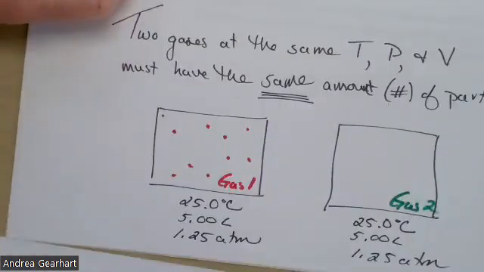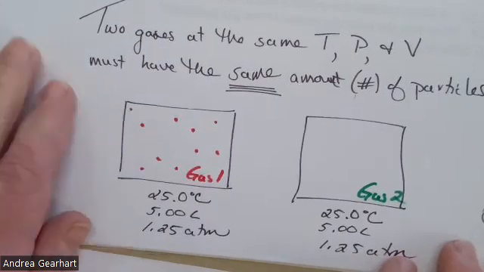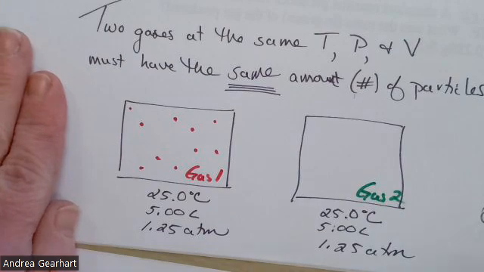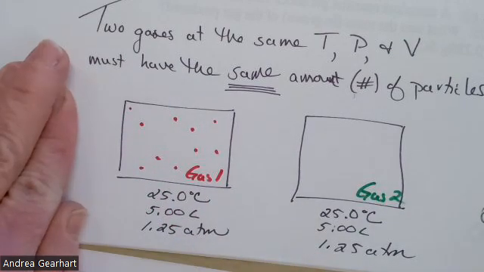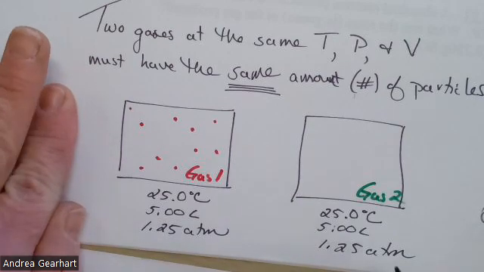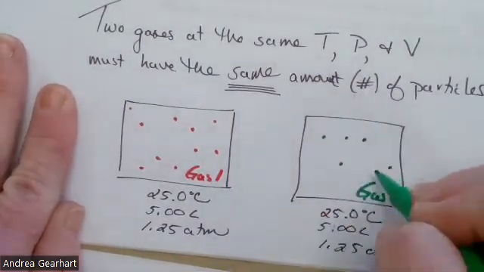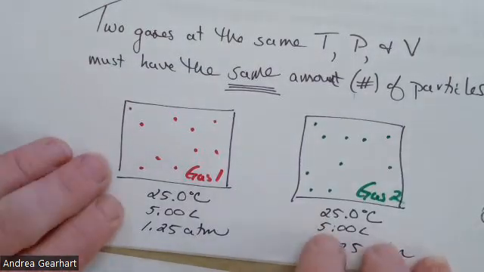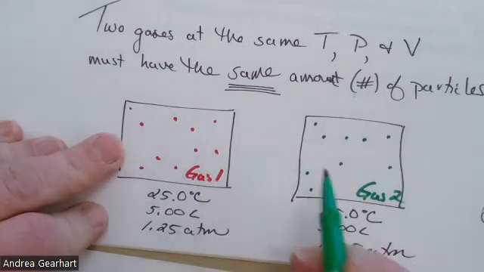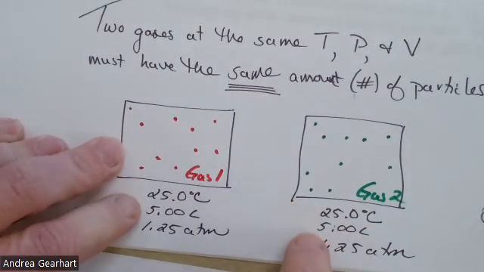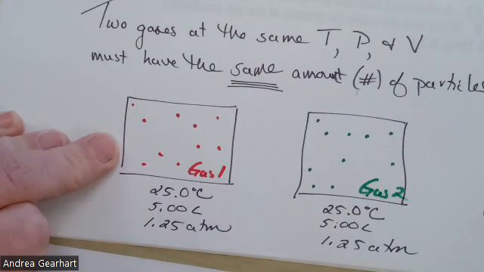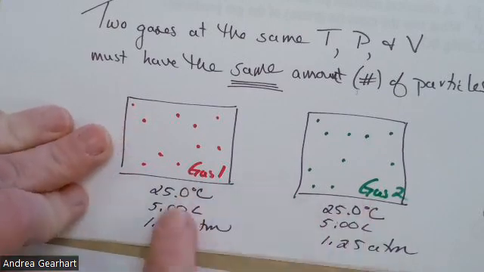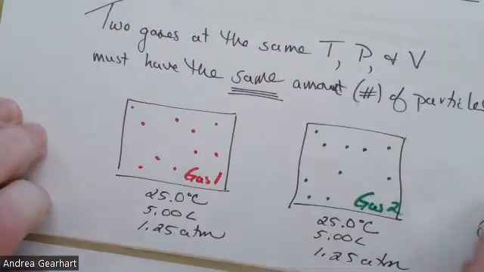So imagine if we would have two vessels that had the same temperature, the same volume, the same pressure. Well, if we knew the amount, 10 gas 1 particles, then we would know that this gas also had 10. So if they have the same amount, the same temperature and volume, then we know they have to have the same pressure. If they have the same pressure and temperature and amount, they have to have the same volume. So we can make this relationship.